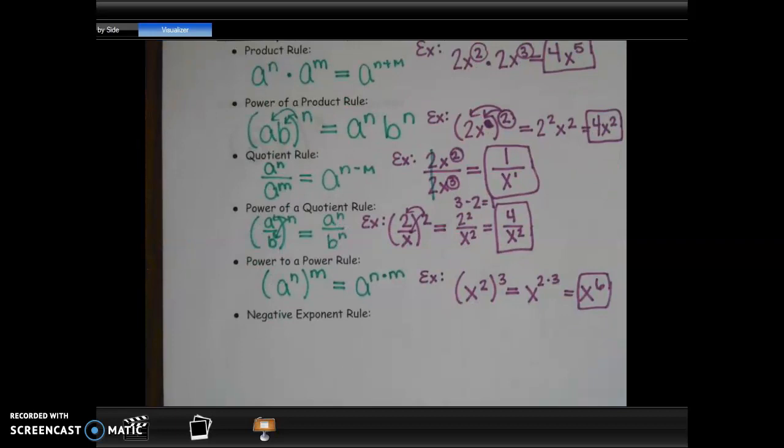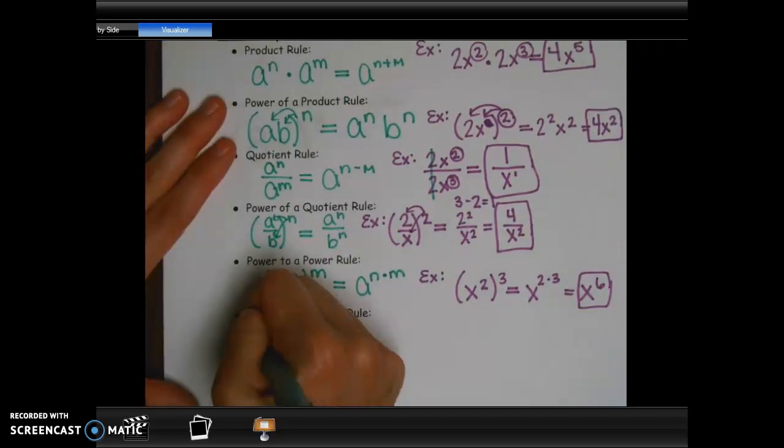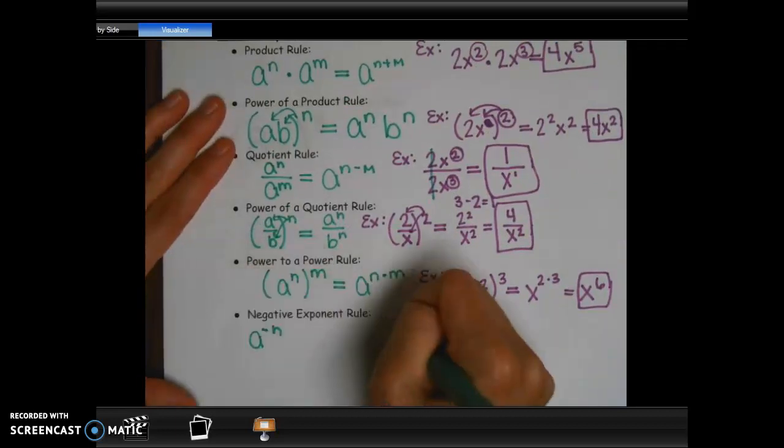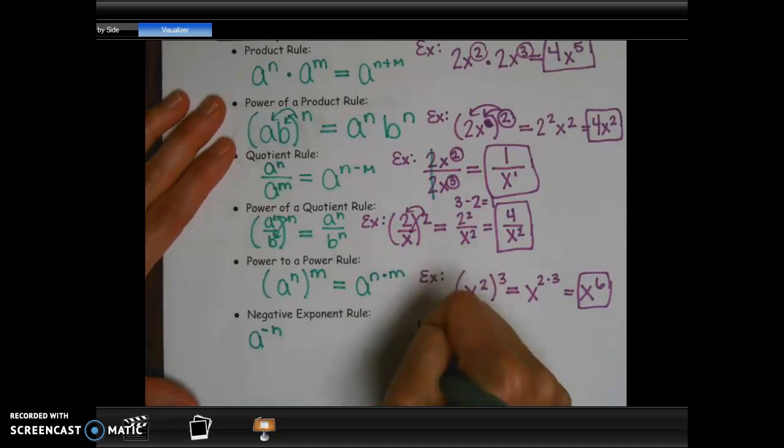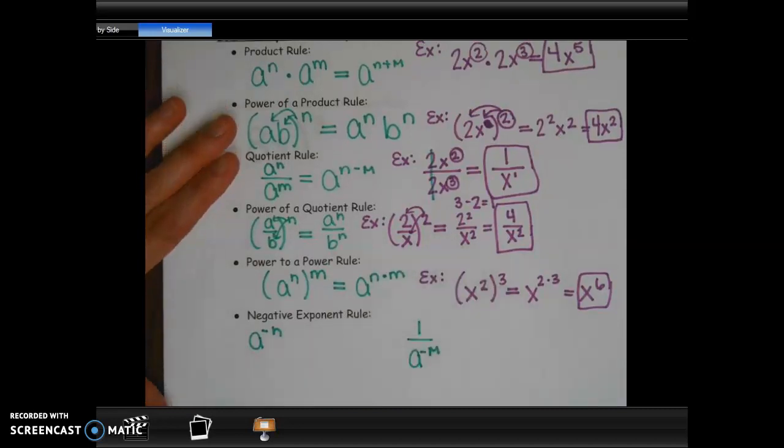Negative exponent rule. I'm going to do 2 of them for you. All right, so anytime you have a negative exponent, you have to turn it positive. And the way you do that is by flipping it. So if the negative is on top, we're now going to put it on the bottom. If the negative is on the bottom, we're now going to move it to the top.